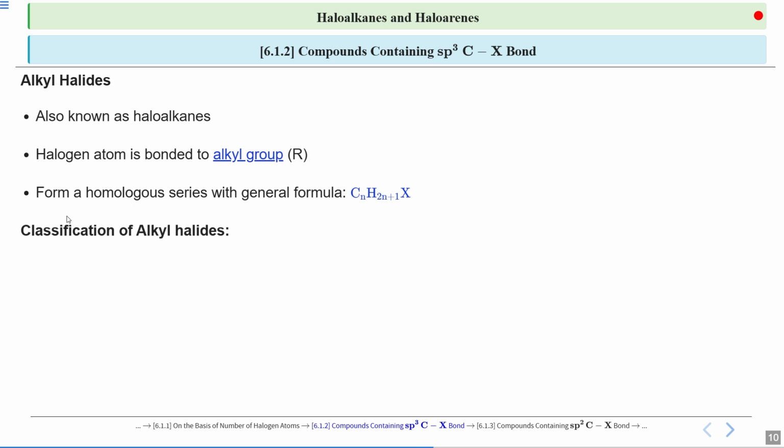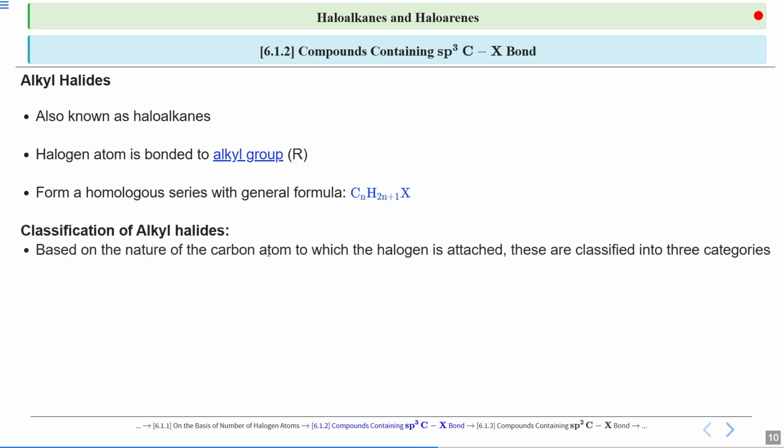Classification of alkyl halides. Based on the nature of the carbon atom to which the halogen is attached, these are classified further into 3 categories. Firstly, we were talking about the sp3 carbon-halogen bond compounds. In this, we classify them in 3 basic categories: alkyl halide, allyl halide, and benzylic, right? Then alkyl halide again can be classified into 3 categories on the basis of the nature of the carbon atom to which the halogen is directly bonded.